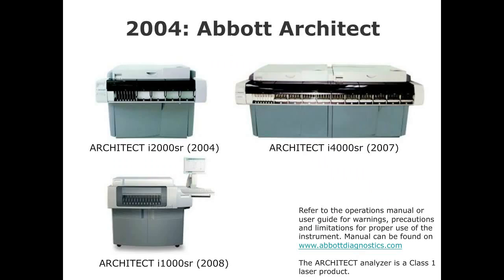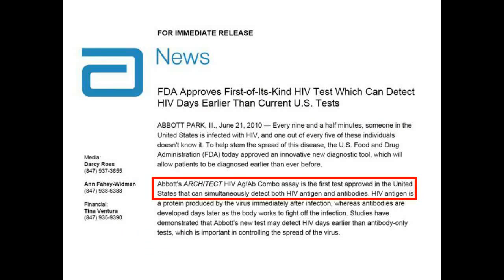That was also the year when the even more automated platform, the Abbott Architect, different models, was launched, full automatic machines where you can do a lot of serological testing, including the HIV assays.